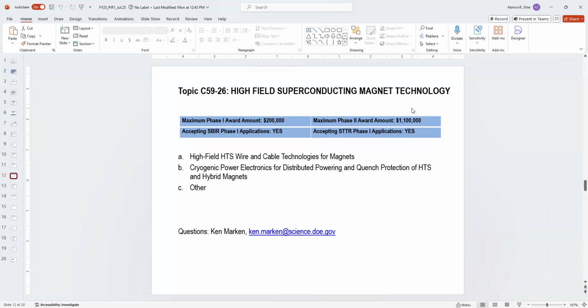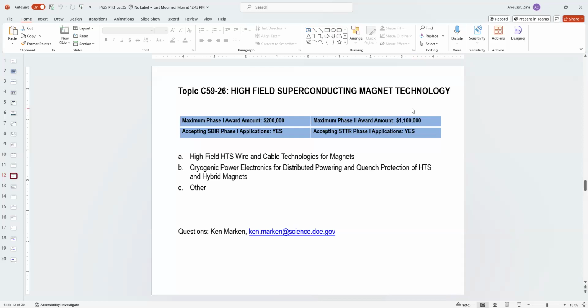Yeah, so high temperature superconducting magnet technology. The motivation here is to push the highest possible magnetic fields. And of course, there are synergistic applications in other areas. We have two subtopics here. A is high temperature superconducting wire and cable technologies for magnets. The aim of this subtopic is to push wire and cable technologies to higher performance and lower cost.